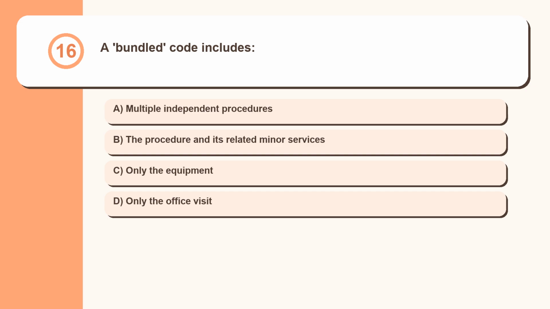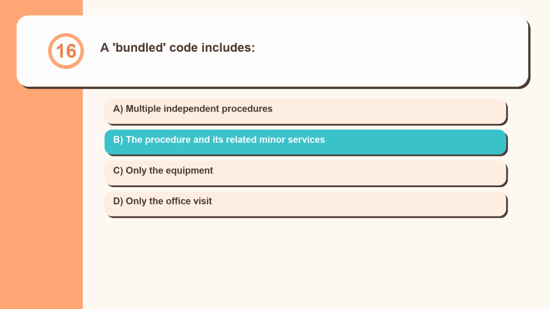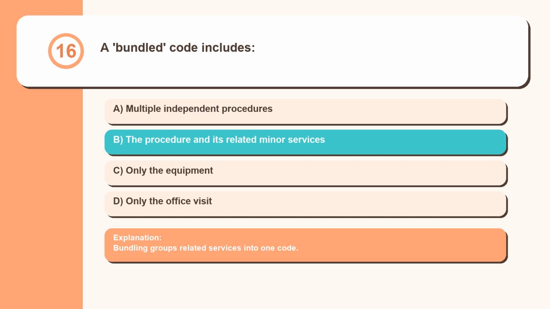Question 16. A bundled code includes multiple independent procedures, the procedure and its related minor services, only the equipment, only the office visit. Bundling groups related services into one code.